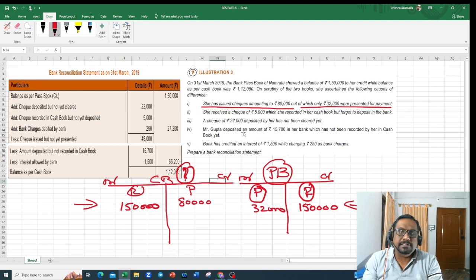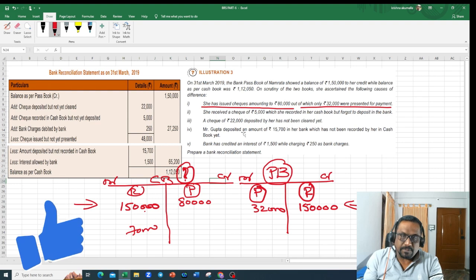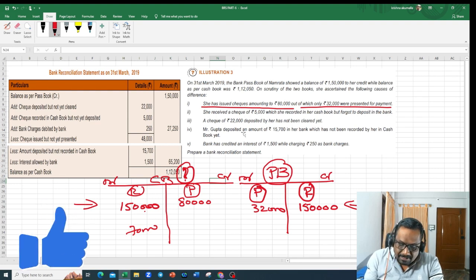Very, very easy, simple problem, guys. 80,000 we issued, so on the payment side I need to put 80,000. How many checks were presented in the bank? 32,000 rupees worth of checks were presented in the bank, so only 32,000 I need to write on the payment side. Now see the balance. 1,50,000 minus 80,000. What is the balance here? 70,000. 1,50,000 minus 32,000 is 1,18,000.